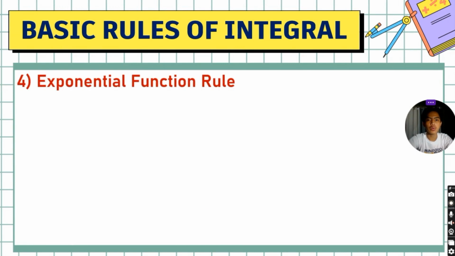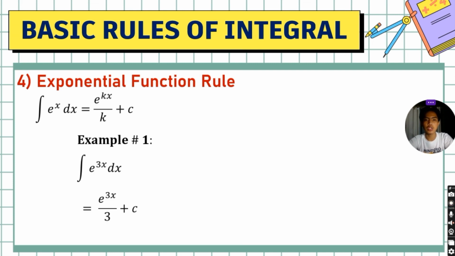The next and final rule is called the exponential function rule, where the integral of e raised to kx dx is equal to e raised to kx all over k plus c. First example, the integral of e raised to 3x dx. First we will copy the given function and then put the k, or the constant in the function, as a denominator. For this instance, the 3. So the final answer is e raised to 3x all over 3 plus c.